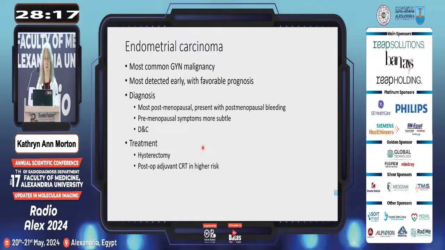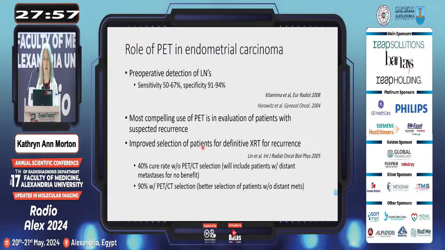In premenopausal women, the symptoms are more subtle and often can be dealt with or diagnosed with D&C. Treatment is hysterectomy, with post-op adjuvant combined chemotherapy and radiation in higher risk tumors. As for the role of PET in endometrial carcinoma, the specificity is very high, sensitivity is about 50 to 67%. The most compelling use of PET is in evaluating patients with suspected recurrence, however. There's improved selection of patients for definitive radiation treatment for recurrence by using PET. There's about a 40% cure rate without PET-CT and 90% with PET-CT selection, so you better select patients without distant metastases.